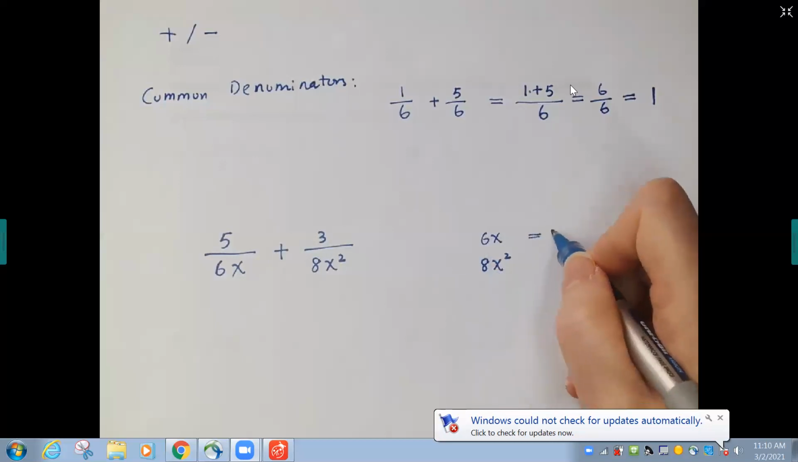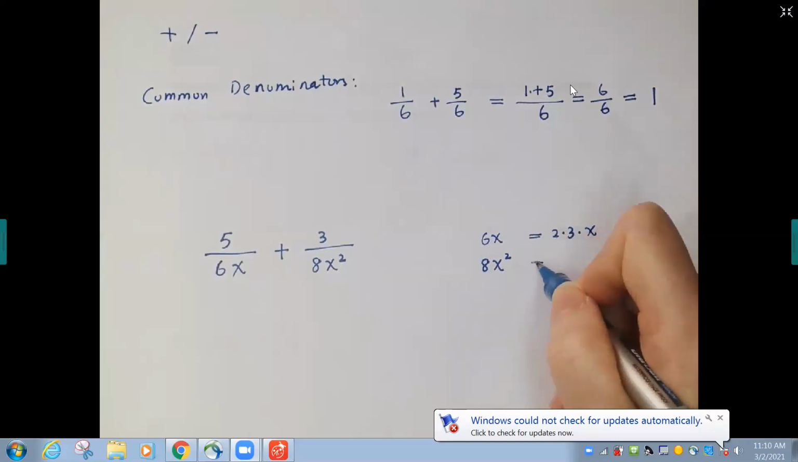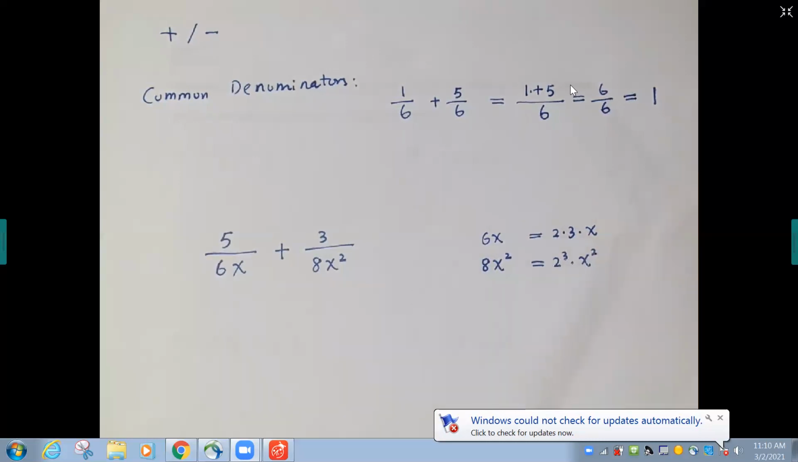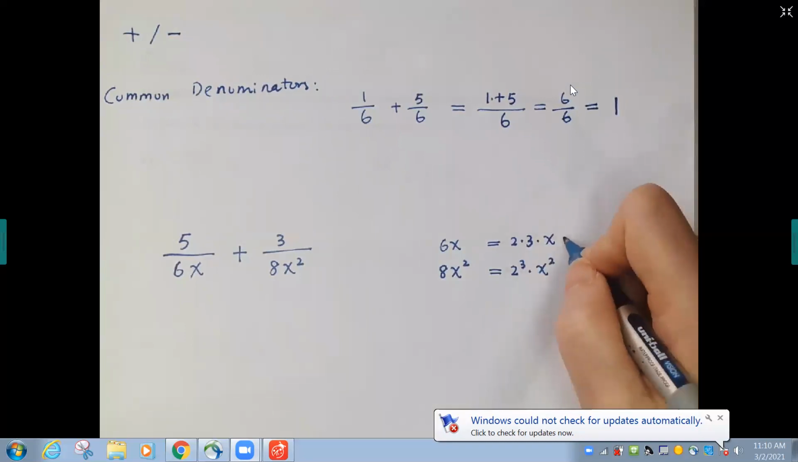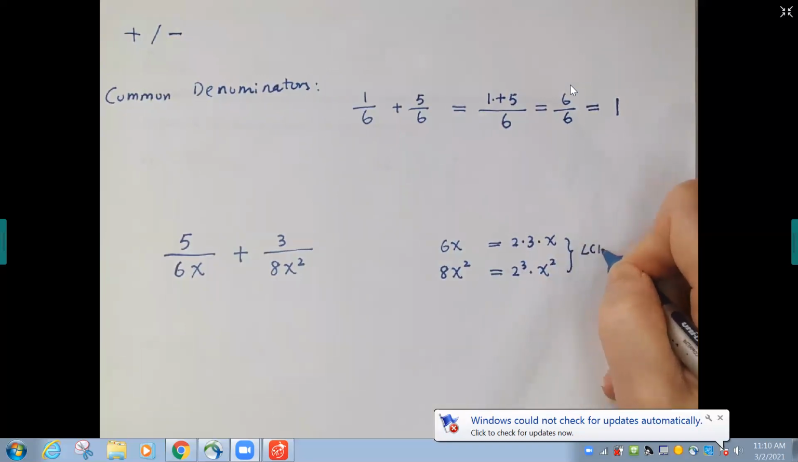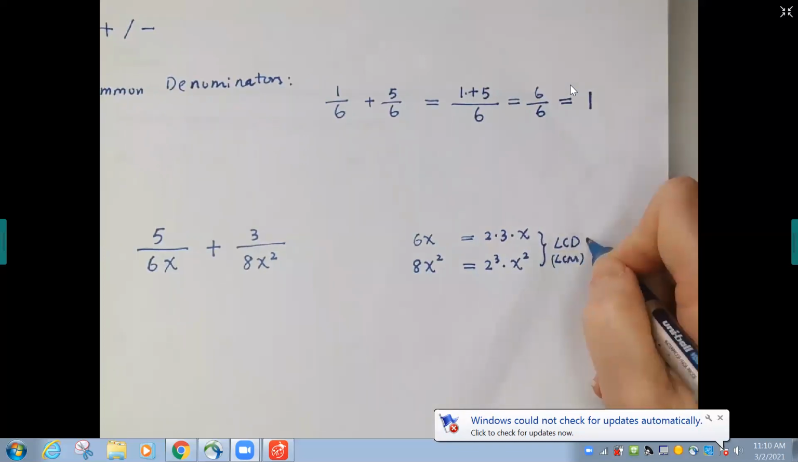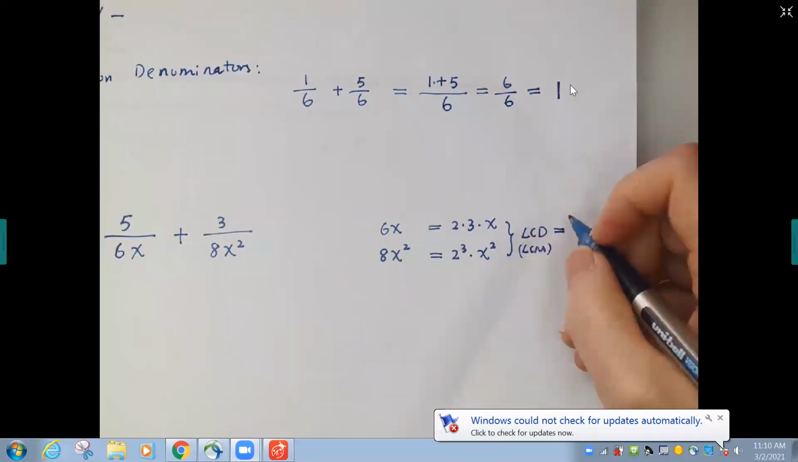So remember, we have to do 6 is 2 times 3, and then times x. 8 is 2 to the third, then times x squared. So you try to factor the coefficients respectively. Then write down the least common denominator or least common multiple. They mean the same thing here. I will use every factor: 2 here, 2 to the third.